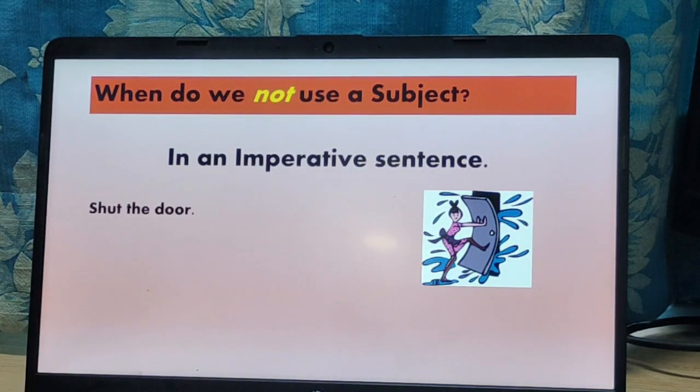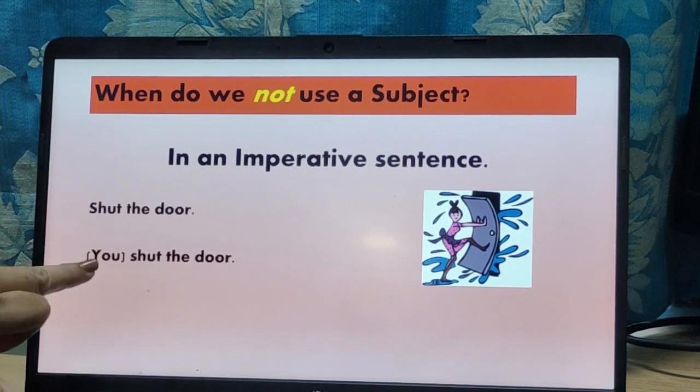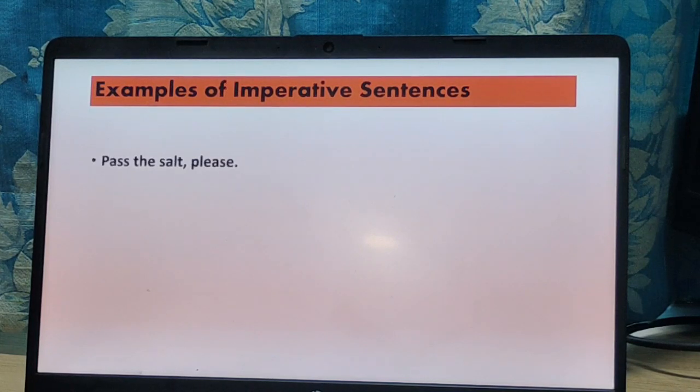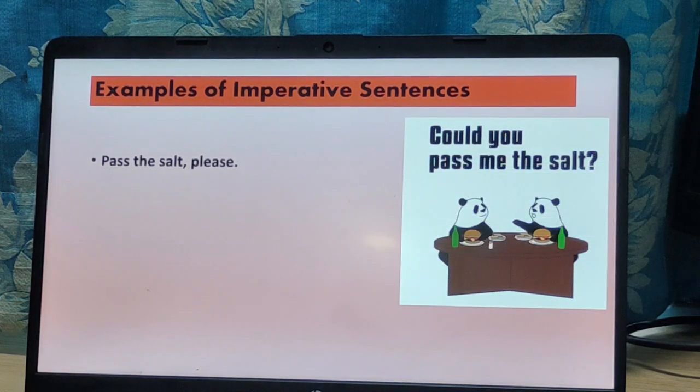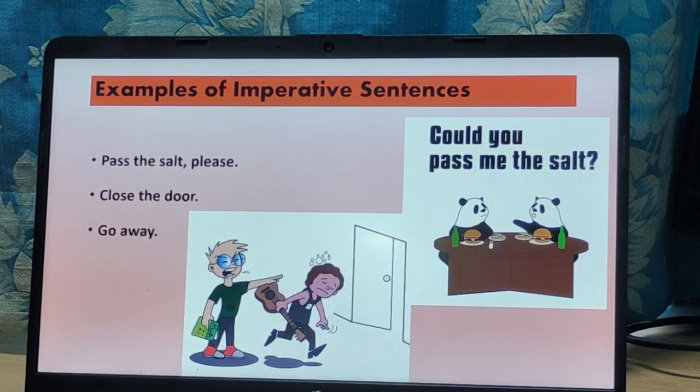Shut the door. Here shut is the verb, and we do not have any word that shows a subject in front of the verb. And what is the meaning? You shut the door. Hence, in an imperative sentence, we normally do not have a subject. Some examples: pass the salt, please, meaning you pass the salt. Or close the door, you close the door. Go away, you go away. These are examples of imperative sentences.